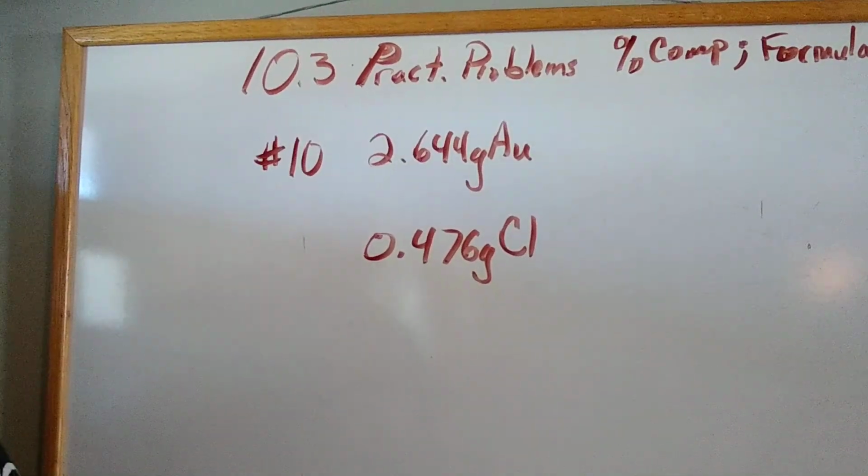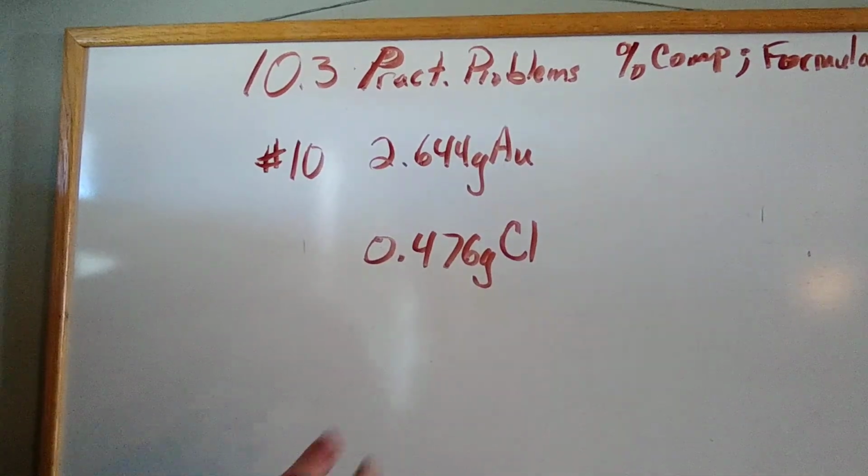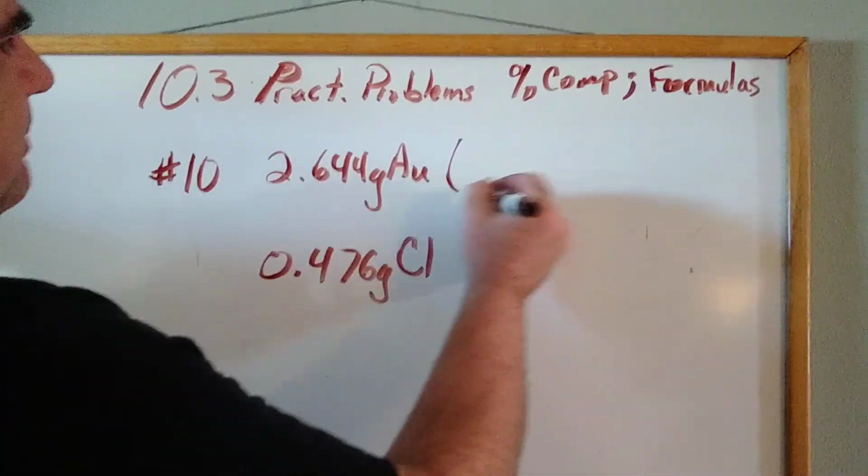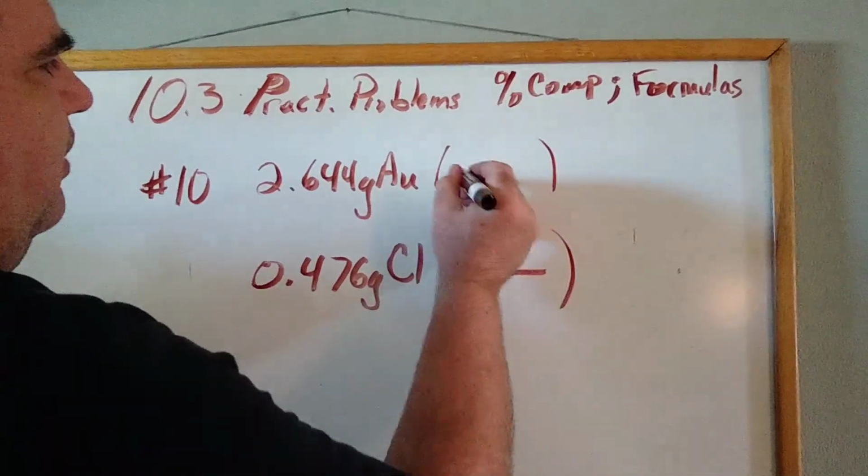So we have to get molar equivalents to compare these. We can't compare apples and oranges. We've got to compare oranges to oranges, or apples to apples. So let's turn that into the one unit that we can compare them to, and that's the mole.